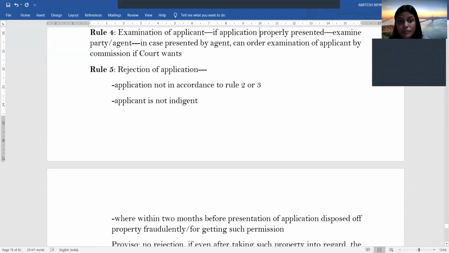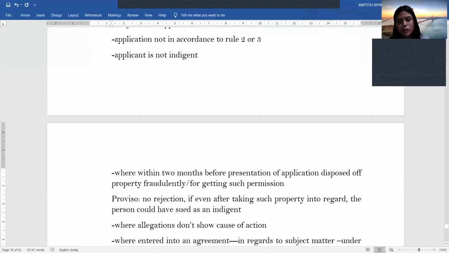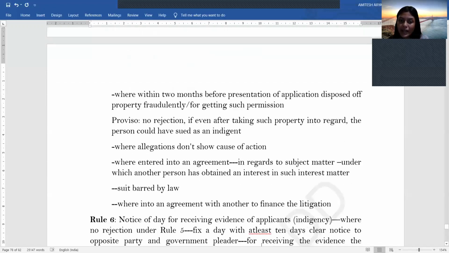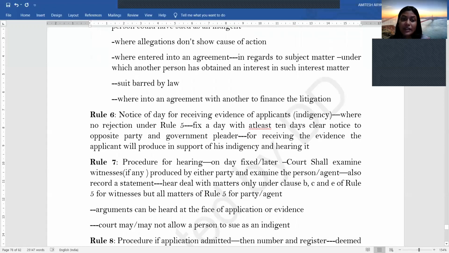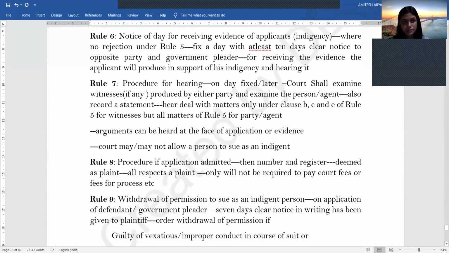So rule number 5 is important in respect of the grounds on which your application to be an indigent person will be rejected. Not in accordance with rule 2 or 3, you are not indigent, 2 months prior you disposed of property fraudulently or for getting such a permission, or where your allegations have no cause of action, where you have entered into an agreement with respect to the subject matter with another person who has obtained an interest, the suit is barred by law, or where you have entered into an agreement with another to finance the litigation.